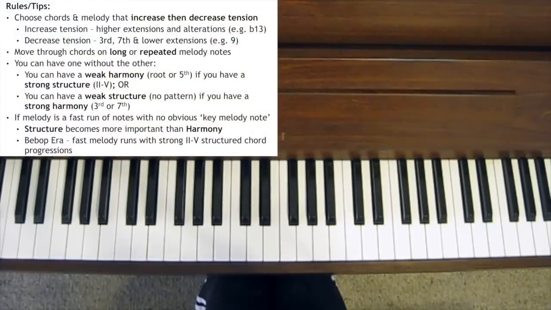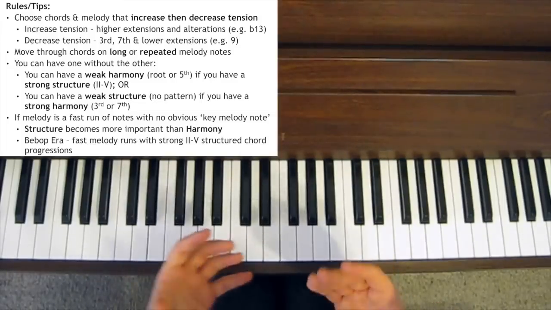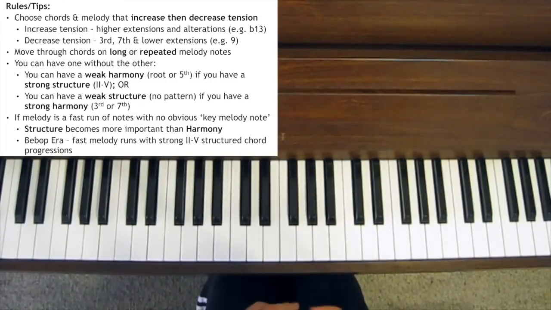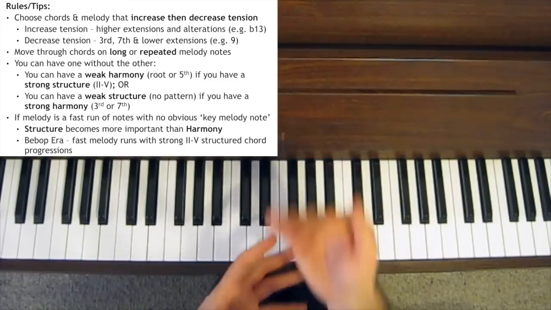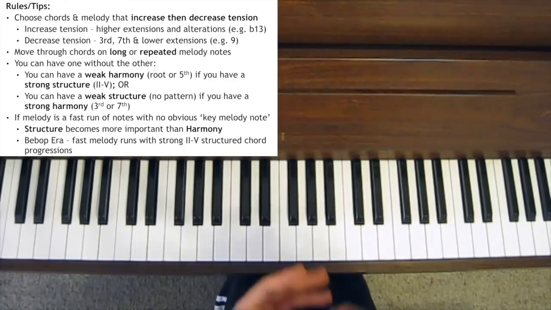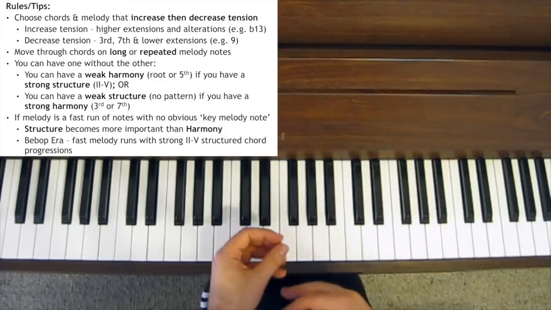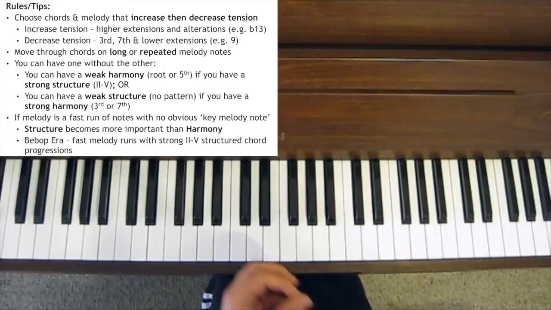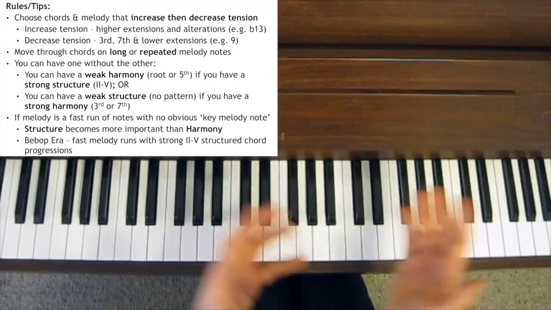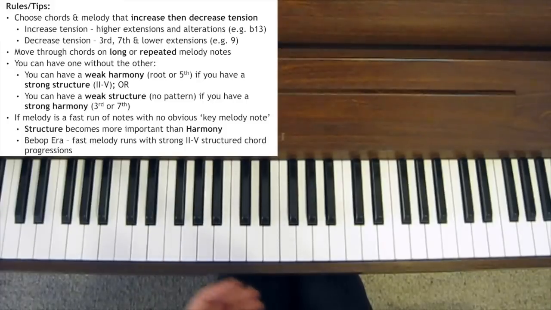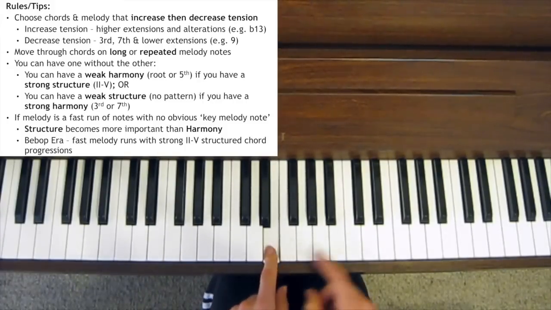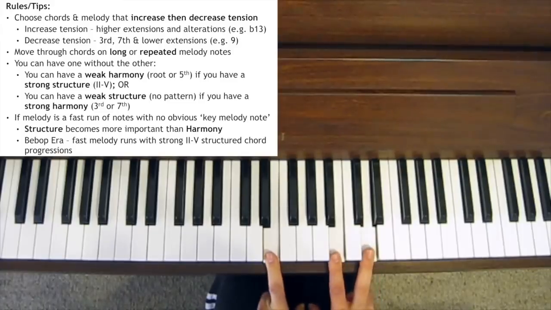Cool, and I thought I'd finish with some rules and tips around how to get your reharmonization to sound really professional and really smooth and really pleasant. Now, the first tip is to choose chords and melody notes that increase and then decrease your tension. So to increase your tension, you want to pick notes that are higher extensions and alterations, like flat 13s or sharp 9s. And to resolve your tension, you want to focus on the 3rd, the 7th, and maybe a natural 9th.